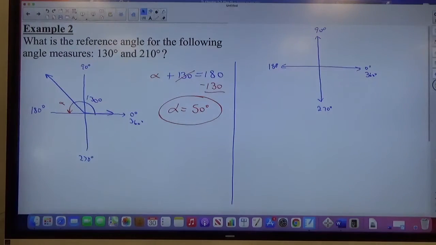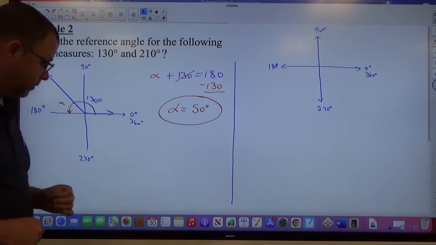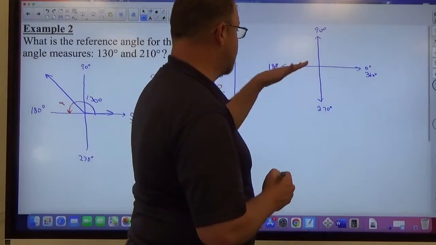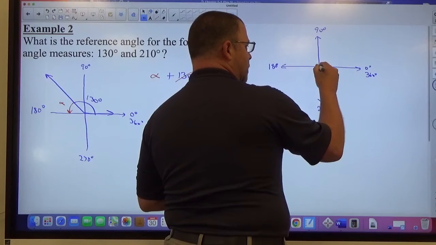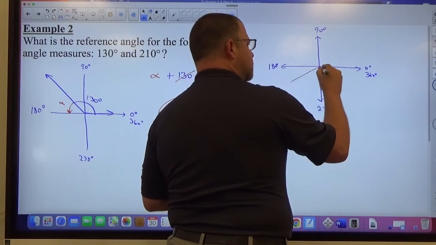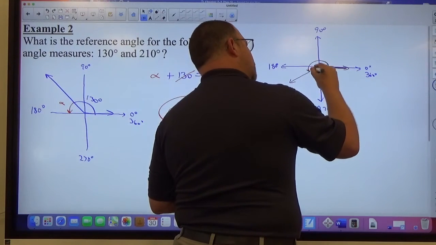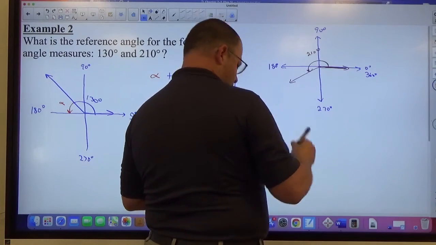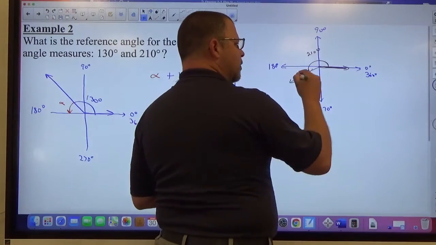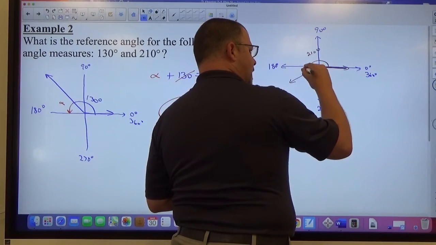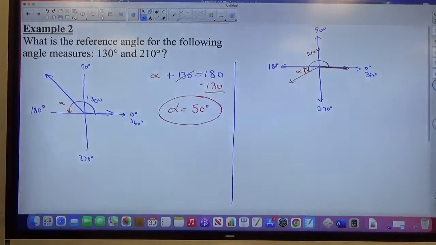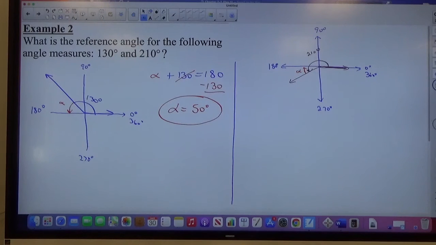This time the angle measures 210 degrees, so that's between what and what? 180 and 270. So 210 should be between these here, so it'll be somewhere in the third quadrant. There's my angle. There's my initial side. This is my terminal side. My angle is 210 degrees. My reference angle is from this to the nearest x-axis. There's my reference angle. Can everybody see the purple angle is 210 degrees? The red angle is what we're looking for.